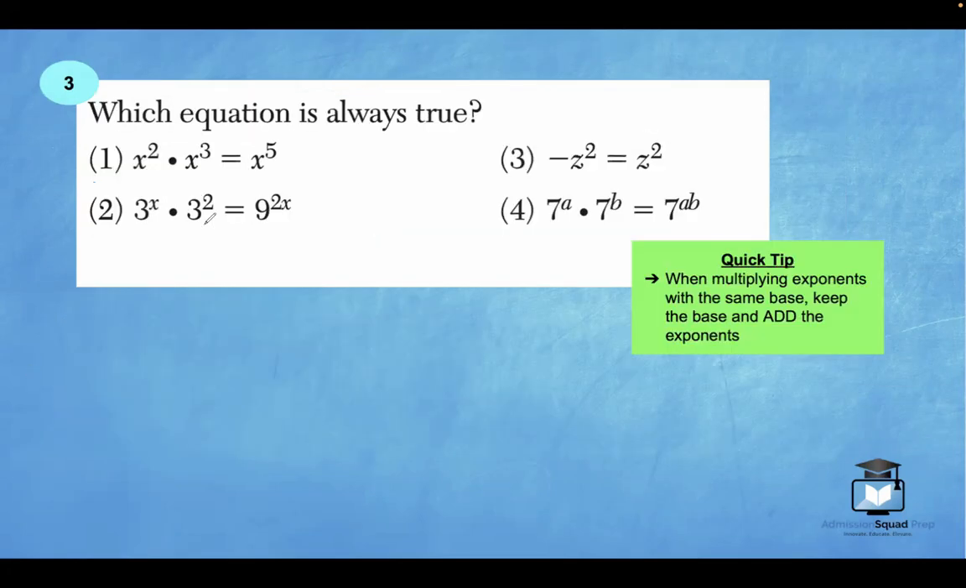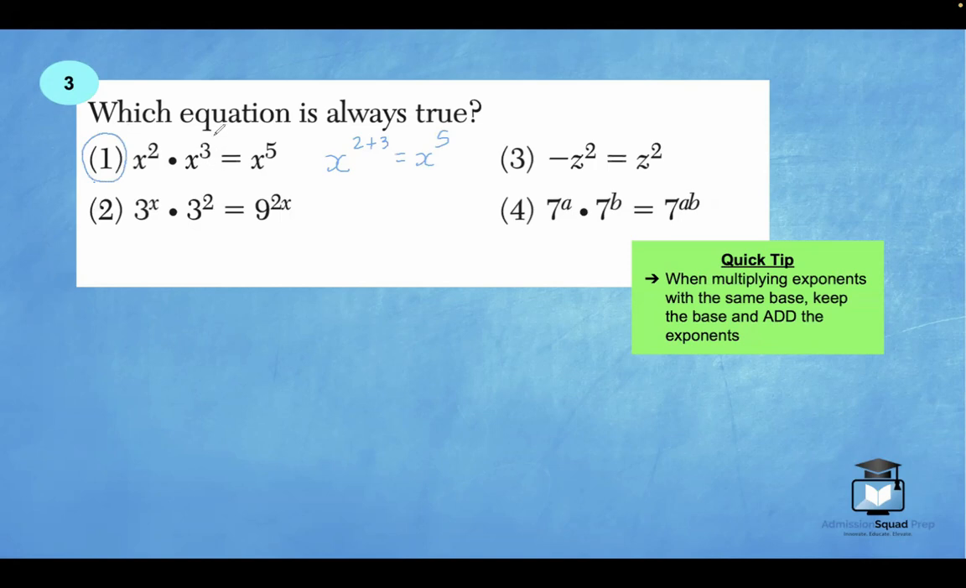Let's continue. Number 3, which equation is always true? Here's a quick tip. When multiplying exponents with the same base, you must always keep the base and add the exponents. Let's take a look. For number 1, we have x squared times x cubed equals x to the 5th power. Because the bases are the same, we will have x to the 2 plus 3, which equals x to the 5th power. So at a first glance, answer choice 1 is correct.